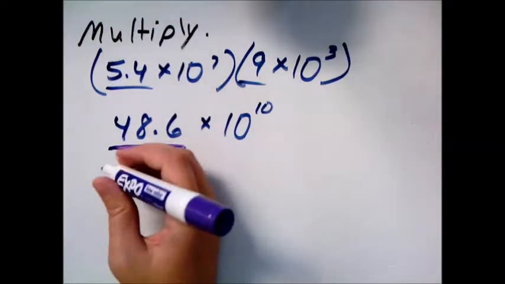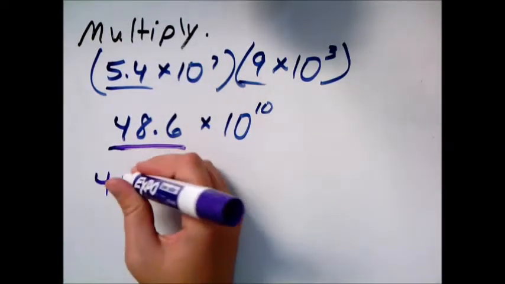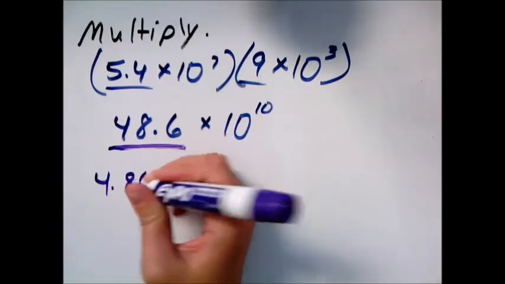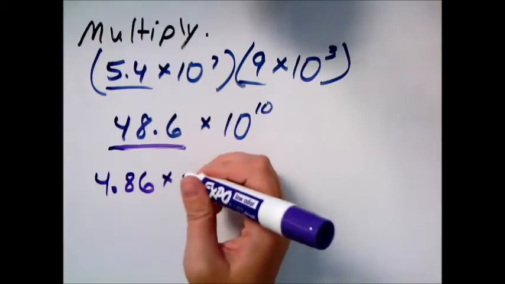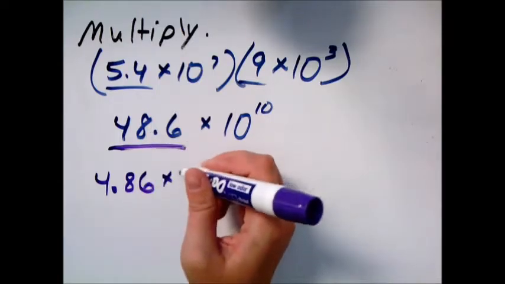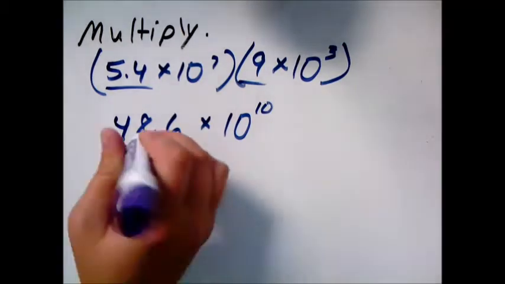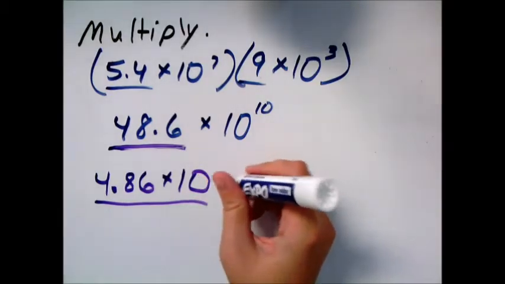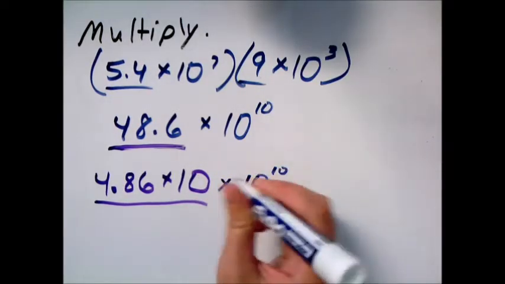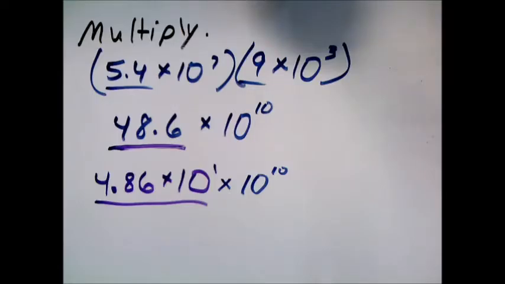Think, if I wanted to write 48.6 in scientific notation, that would look like 4.86, right? That makes it between 1 and 10, times, and since this is bigger than this one, think 4.8-ish times 10 would make it 48. So I turned just that number into scientific notation. Now I can see, oh, it looks like we are adding one more 10 to our group, right? That's 10 to the 1st and 10 to the 10th.